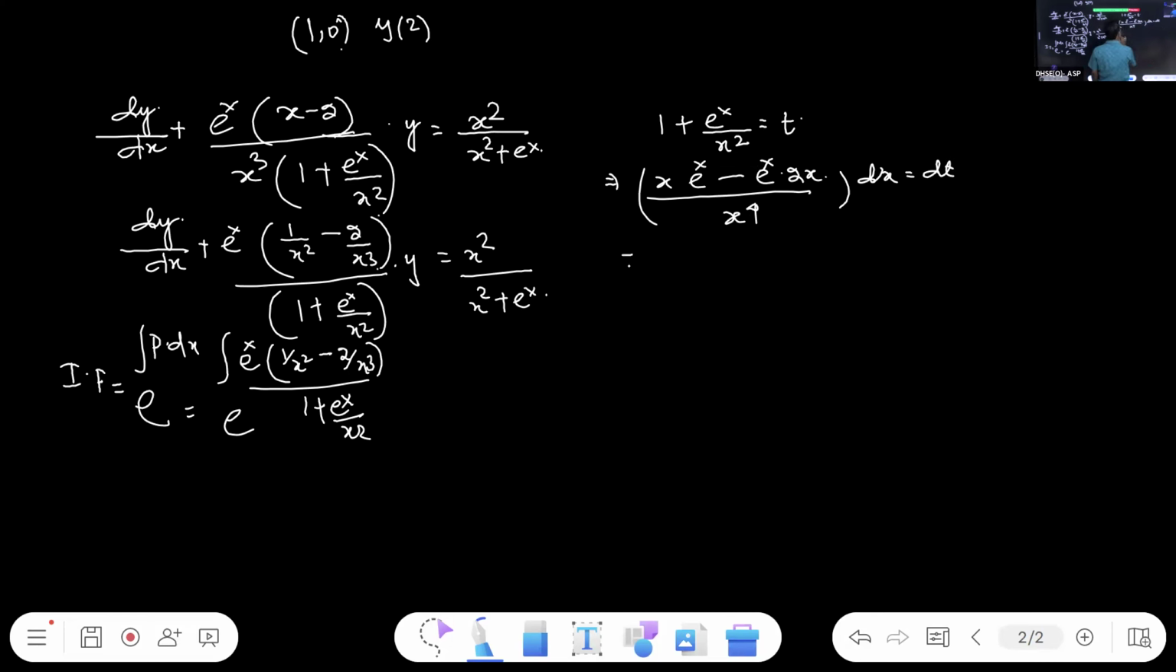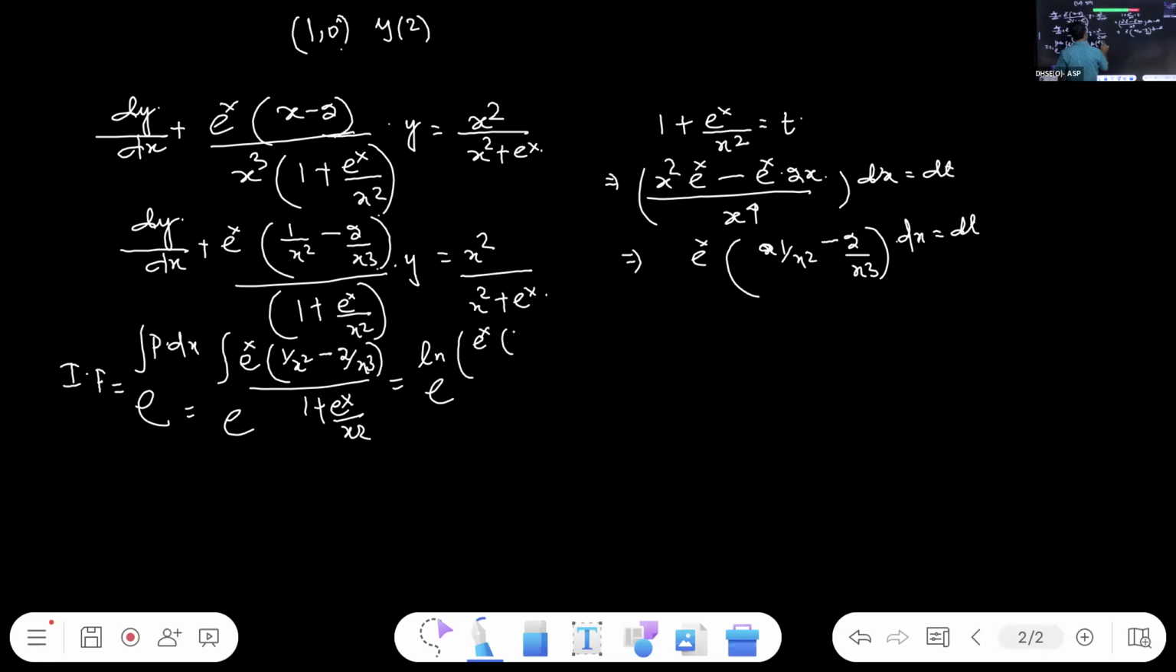So this is equal to, if you take e raised to the power x as common, e raised to the power x minus, sorry, x square, 1 upon x square minus 2 upon x cube, dx will be dt. So dt by t is ln t. So this one will be e raised to the power ln e raised to the power x into 1 upon x square minus 2 upon x cube upon, oh sorry, ln 1 plus e raised to the power x upon x square. This is equal to 1 plus e raised to the power x upon x square. This is equal to x square plus e raised to the power x upon x square.